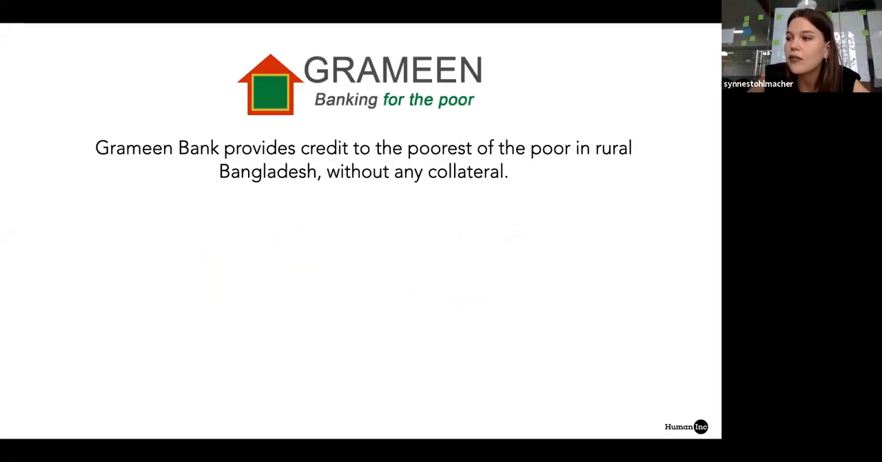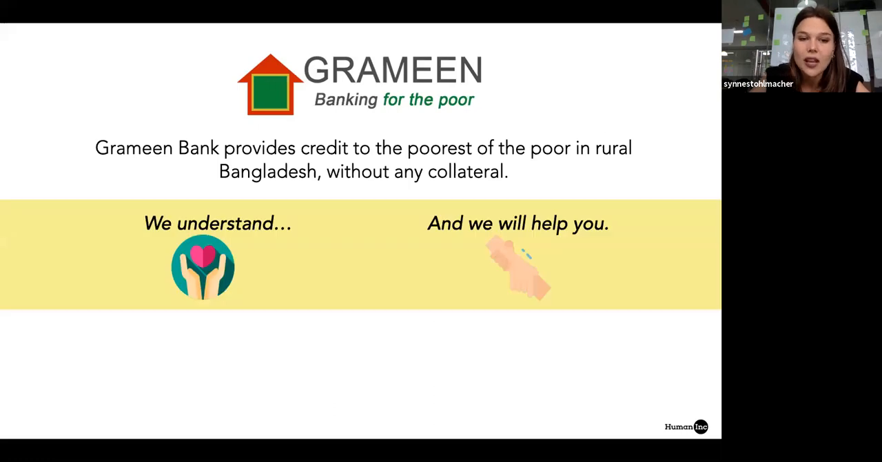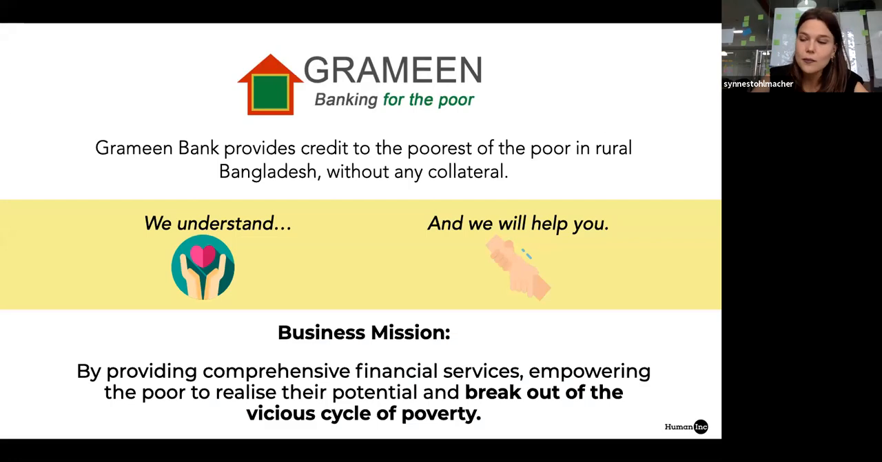Grameen Bank provides credit to the poorest of the poor in rural Bangladesh without any collateral. So what they want to do is understand, and they also want to help you. Their business mission is to provide comprehensive financial servicing, empowering the poor to realize their potential and break out of the vicious cycle of poverty. So this is really about how we can give you a small loan so that you can start a business, or expand your business and earn more money to break out of the cycle of poverty.